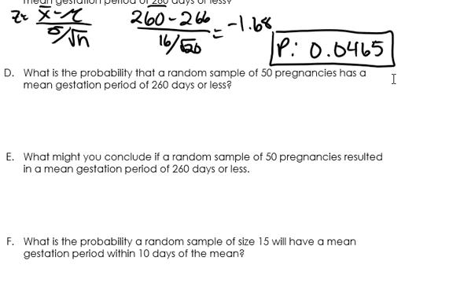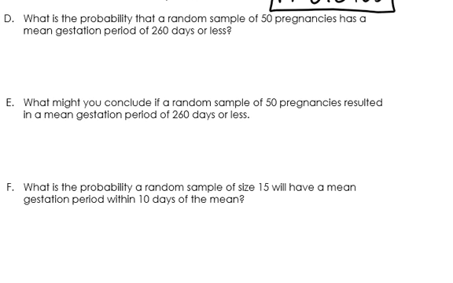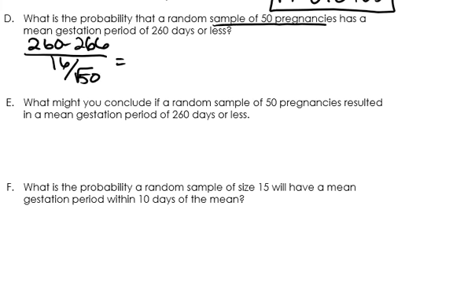Question D is asking, what's the probability that a random sample of 50 pregnancies has a mean gestation period of 260 days or less? So just like last time, but this time with a different sample size. So let's plug in our numbers. And we're going to get a z-score of negative 2.65. When you turn this into a proportion using your table, you're going to get a proportion of 0.0040.